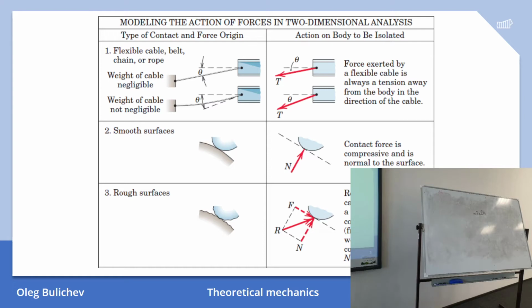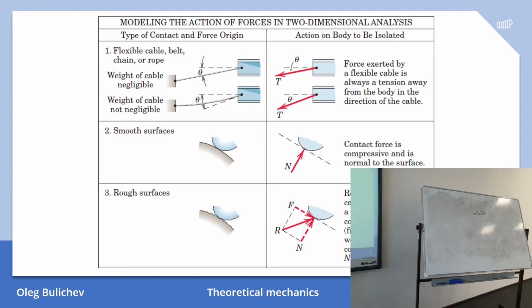So there are plenty of them. Actually, I dislike this picture, but I didn't find a better one, so let's assume this one. So we have a string. It should be tension away from the body, in the direction of the cable. So we have some body, and it's obvious that T should be on the upper part. Smooth surface: normal reaction. Rough surface: it also contains friction, which is the reason why we have two forces, parallel and perpendicular.